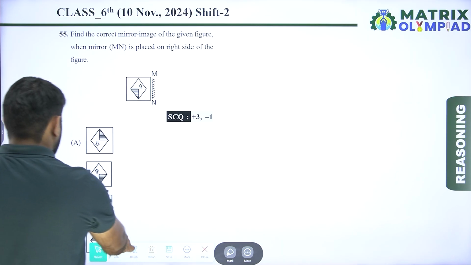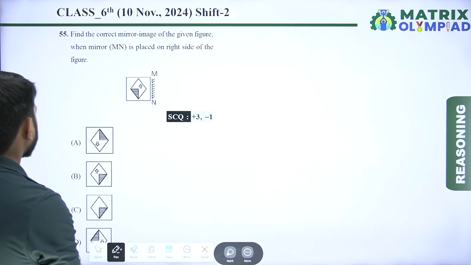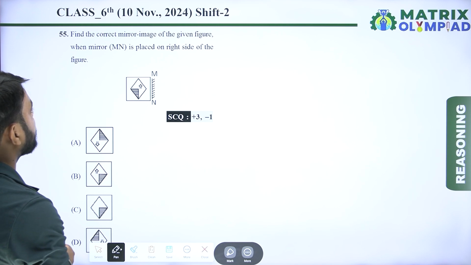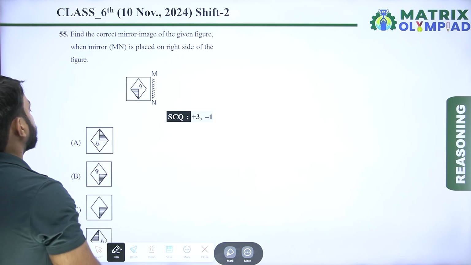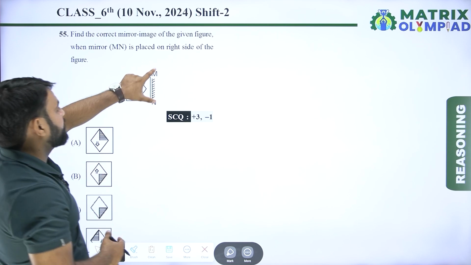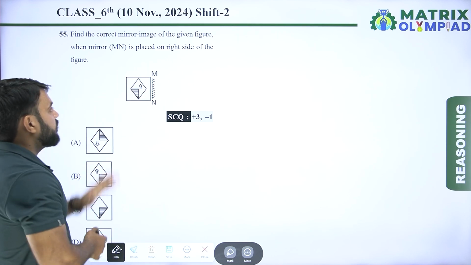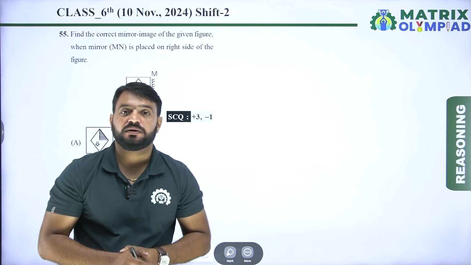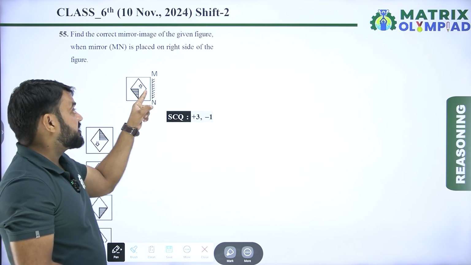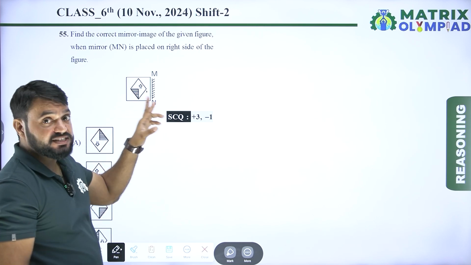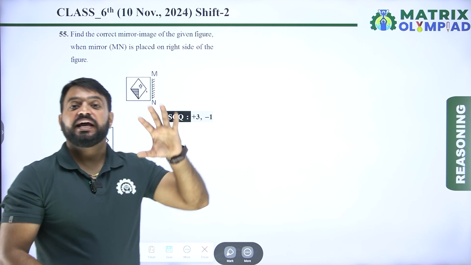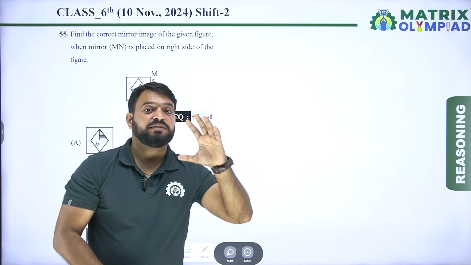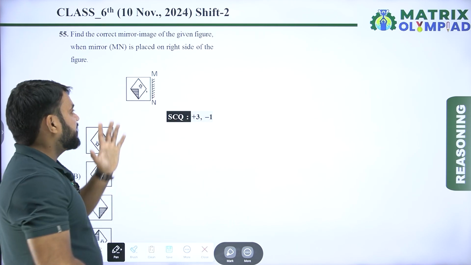So now the next question is question number 55. Find the correct mirror image of the given figure when mirror MN is placed on the right side of the figure. So in a mirror image question, the part of an object which is near to the mirror will remain near to the mirror in the mirror image, and the part of an object which is away from the mirror will remain away from the mirror in the mirror image.